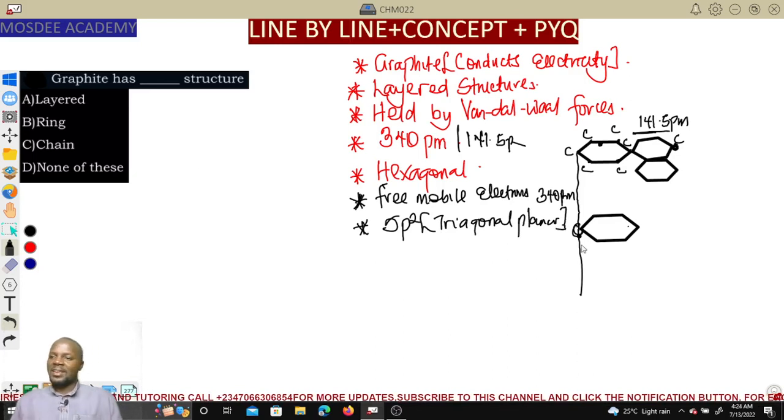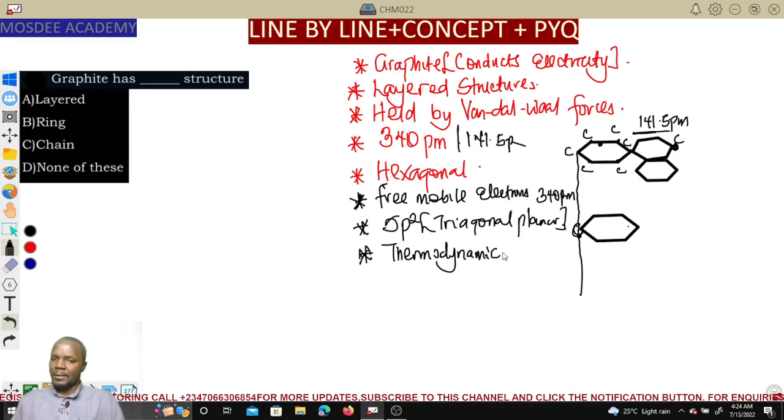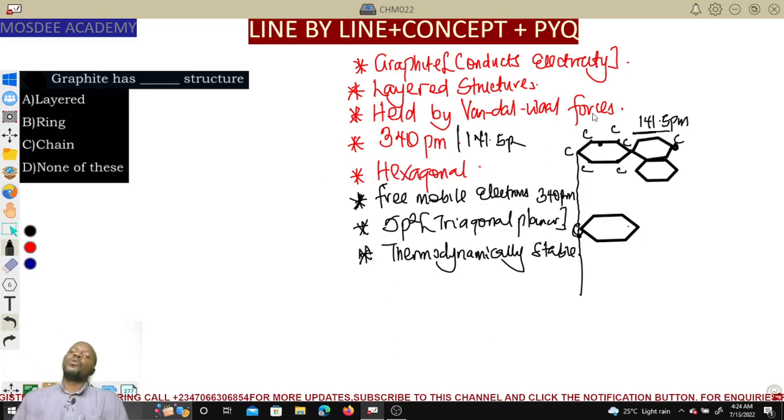Time is not on my side. That is why I'm rushing. So another important thing I think I need to talk about is the standard enthalpy or standard heat of formation of graphite. What is it? It is zero. So because of that, they said graphite is thermodynamically stable. So it is the only allotrope of what? The only allotrope of carbon that is thermodynamically stable. You can also keep that at the back of your mind.